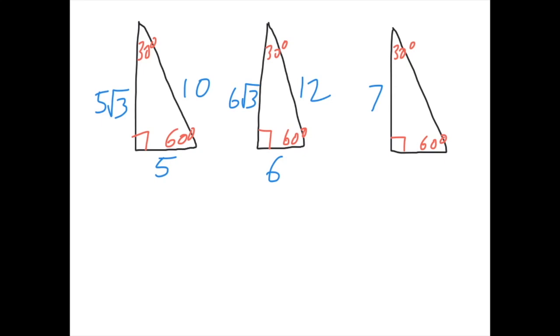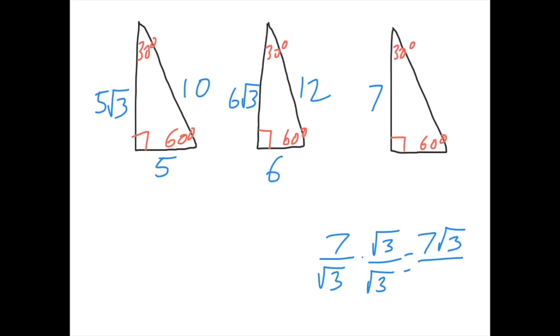So we have 7, and we want to divide by the square root of 3. If you remember how to rationalize the denominator, multiply the top and the bottom by the square root of 3, and that will give you 7 square root of 3 over square root of 9, or just 3. So that's what the bottom leg, the short leg, is going to be. 7 square root of 3 over 3. Not very nice, but that's what it is.